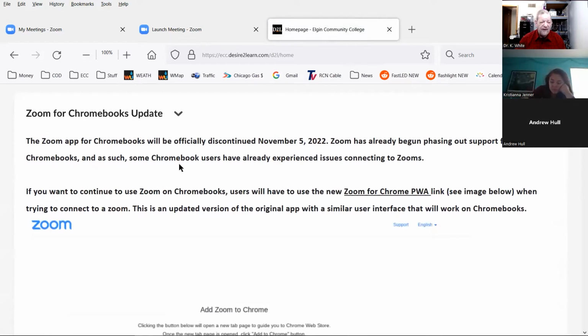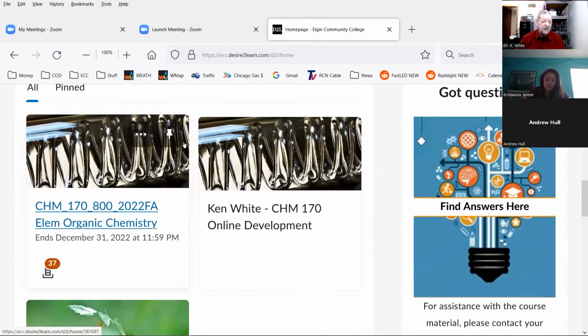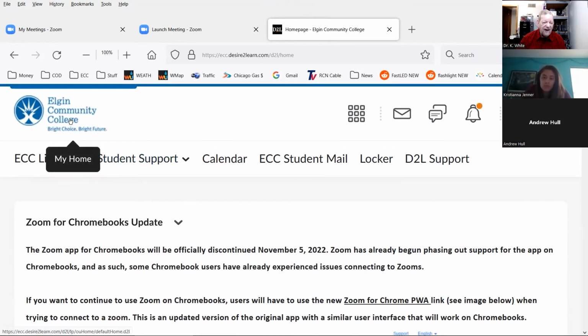Scroll down, and you'll see the My interface, which should be similar to yours, where you can pick your class. So when you log in and it gives you an error, page not found, click on My Home or the Elgin Community College symbol in the upper left. Okay? Should I say that again?